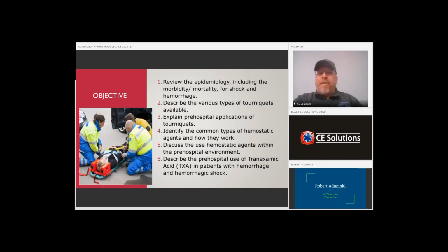3rd, we're going to explain the pre-hospital applications of tourniquets, or how we use them in the field. 4th, we're going to identify common types of hemostatic agents and how they work, the pathophysiology that's involved with them, and how they help stop hemorrhage. 5th, we're going to discuss the use of hemostatic agents within the pre-hospital environment by EMS providers. And then finally, 6th, we're going to discuss the pre-hospital use of tranexamic acid, or TXA, in patients with hemorrhage and hemorrhagic shock. Those are our 6 objectives.